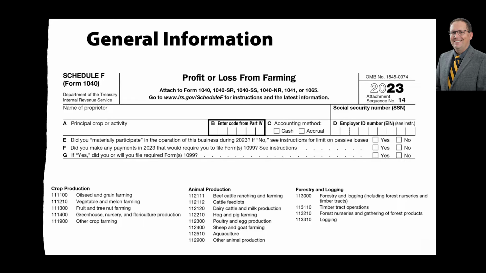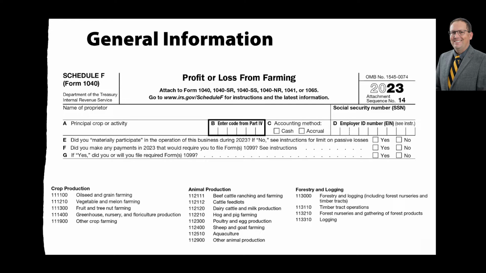If you zoom in to the top of Schedule F, it really starts out with the basic things: your basic information, like your name and potentially your Social Security number. If your business has a certain type of EIN number, you'd enter that as well. Sometimes the first thing is putting on there what your principal crop or activity is from farming. And for some, that's really easy. Maybe you just grow fruits and that's all you do.